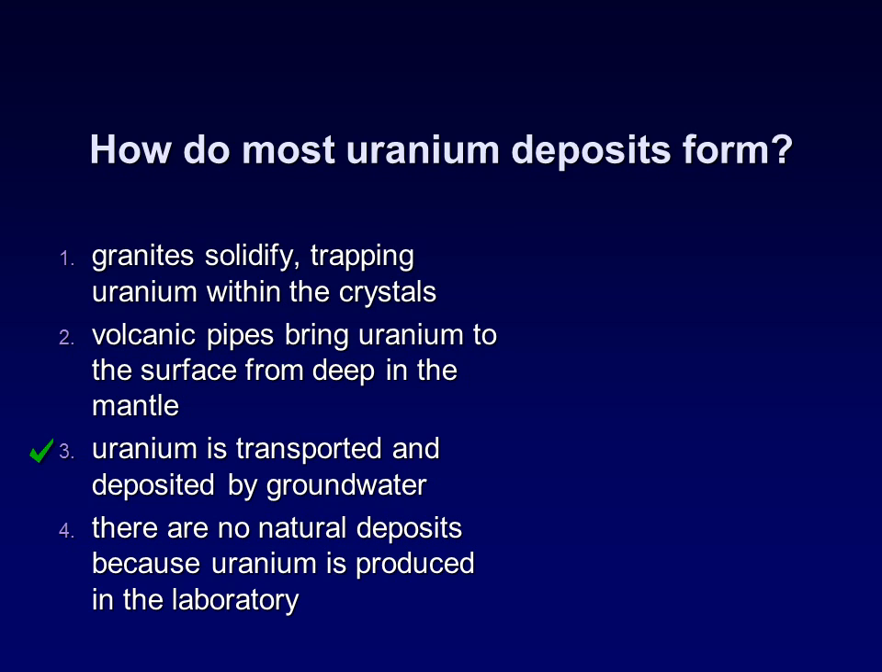It's a surface process. And number 4, there are no natural deposits because uranium is produced in the laboratory. No, we know that's not true, right? We mine it from the ground. So number 3 is correct.